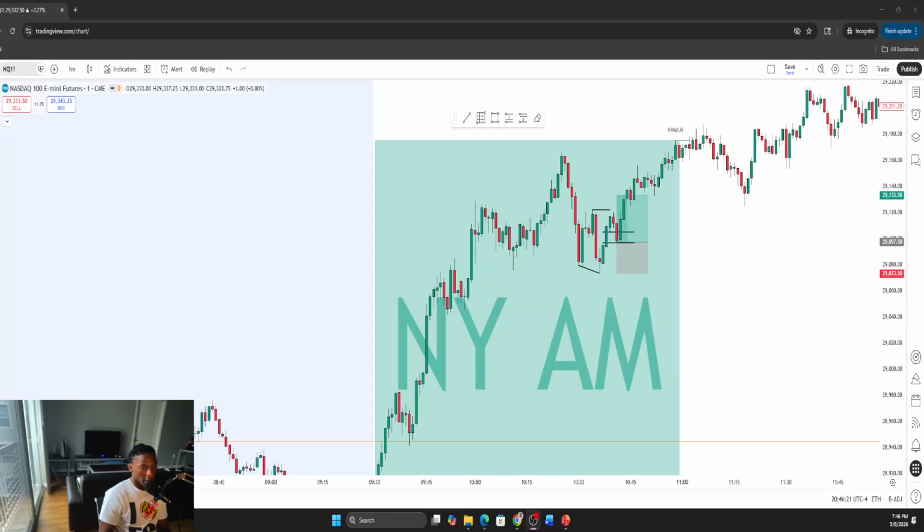All right, so right now we're going to be looking at imbalances. We're going to be learning about fair value gaps and inefficiencies. So a fair value gap is when price moves too aggressively, leaving an inefficiency in price, right?